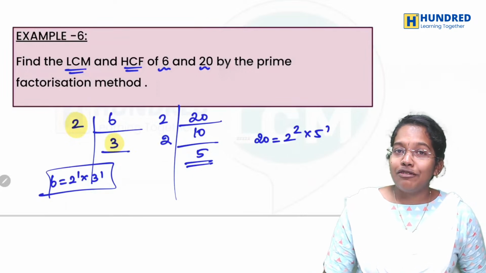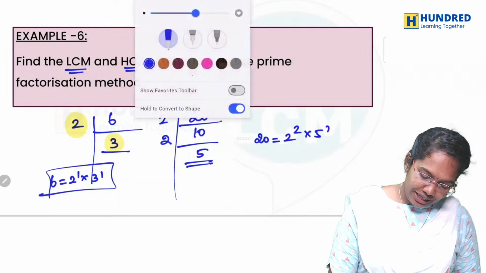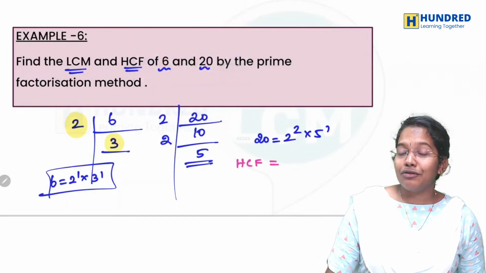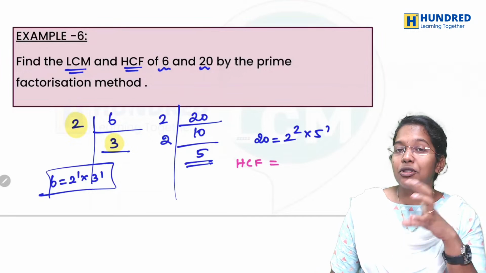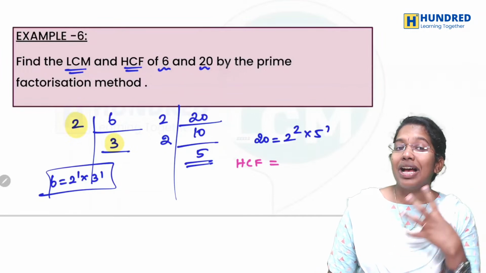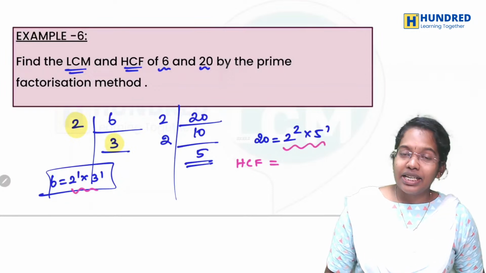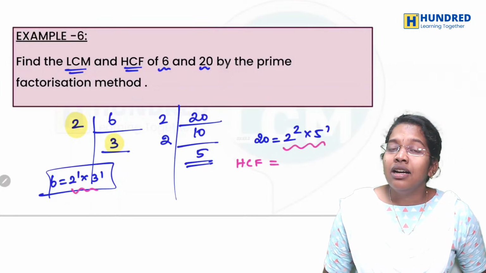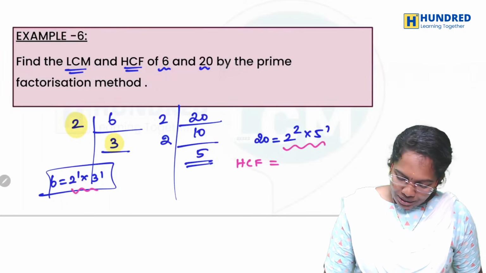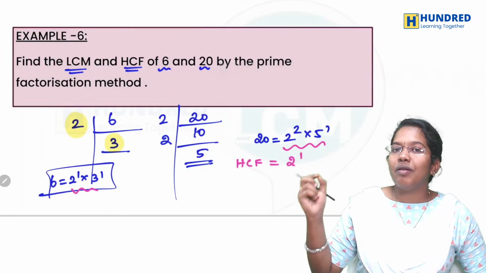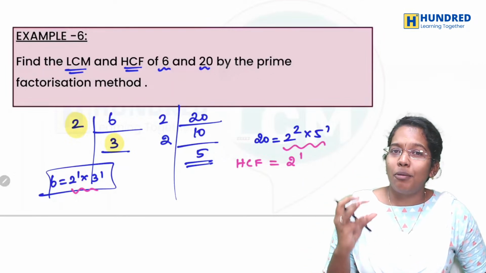So now what you have to do? You have to find the HCF. What is HCF? HCF is the common thing between these two, okay? Common factors between these two. So see here it is 2 power 1, here it is 2 square. So which is the common thing? You have to go by 2 power 1. So that is the least power, okay? So here 2 power 1 will be the highest common factor.